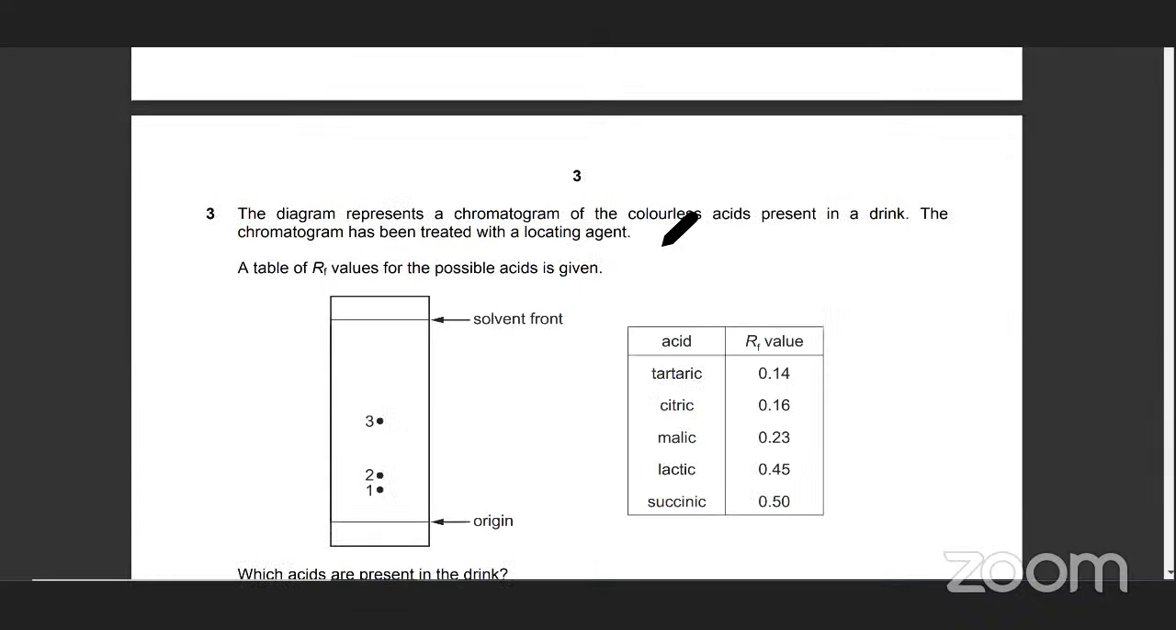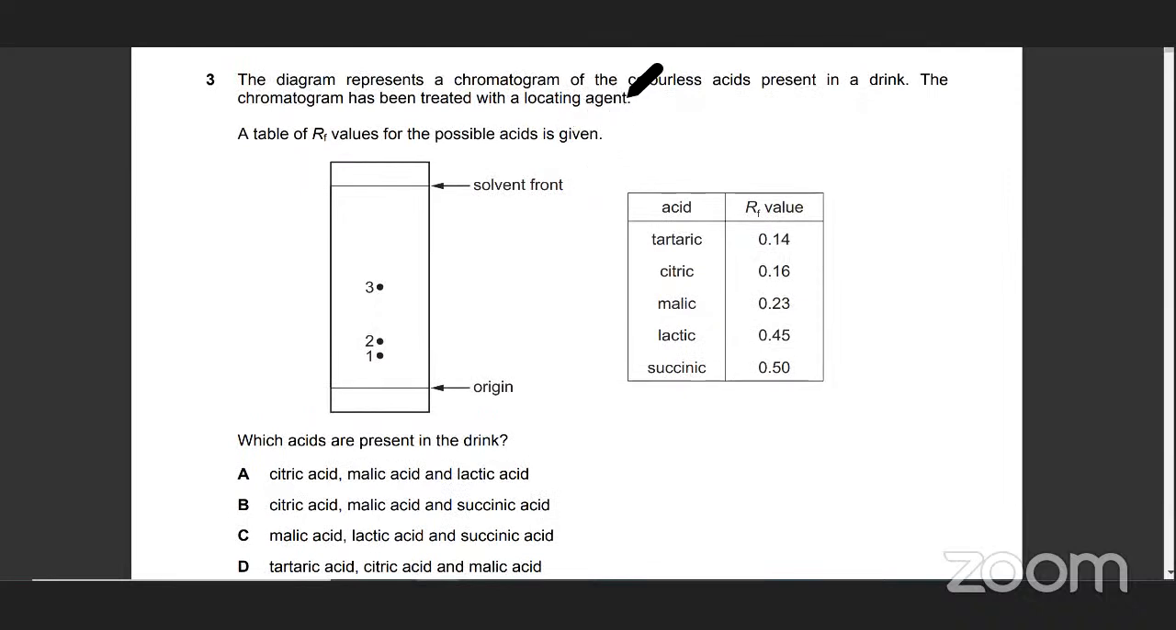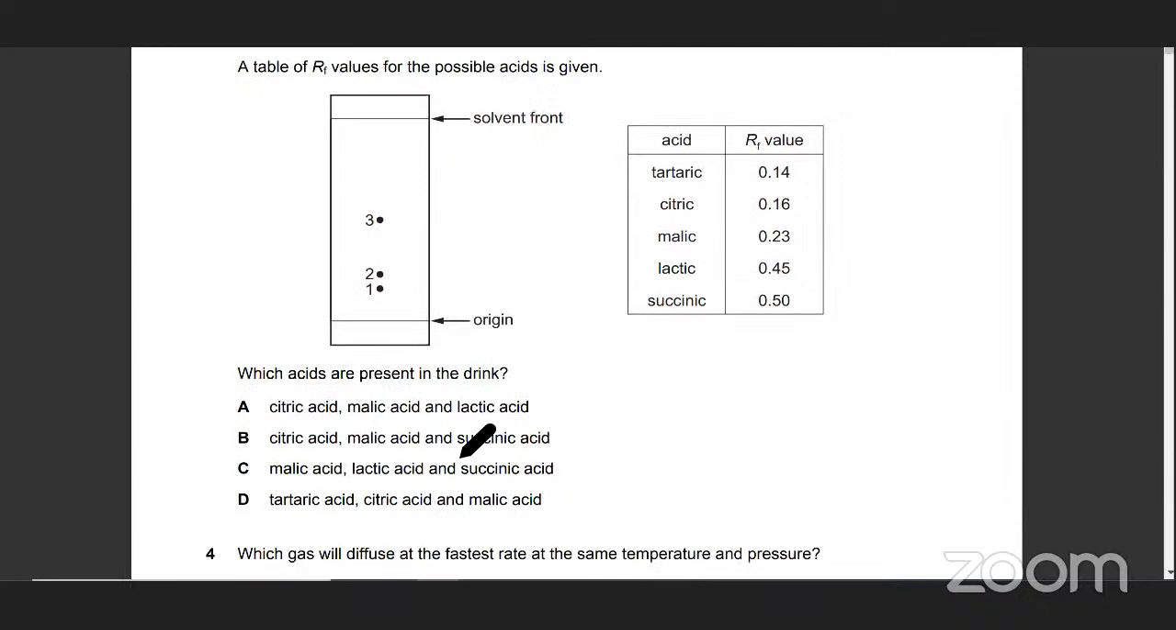फिर number 3, RF value क्या है. The diagram represents a chromatogram of the colorless acids present in a drink. तो उसने RF 3 different substances. तो which acids are present in the drink and RF values are given. अच्छा, first thing number 1. अच्छा, how would you, you can either use a ruler. RF value क्या होती है? Distance traveled by the dye.